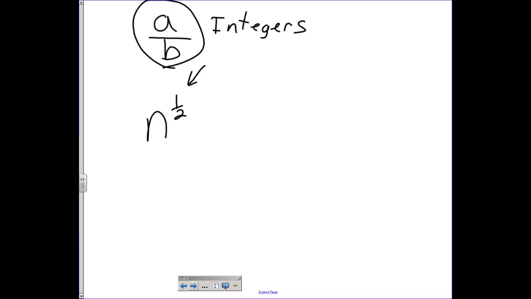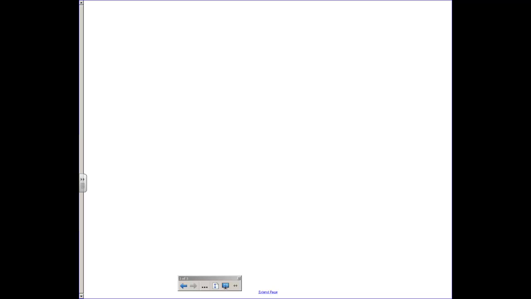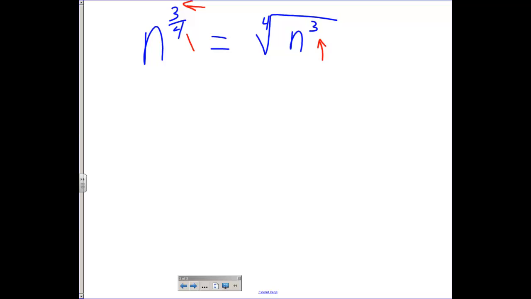Now, what does a fractional exponent mean? I'm going to start off with something real easy, and then I'll explain why. So let's do n to the 3/4 power. Here's what that really means. It means take the fourth root of n to the third power. You'll see that the numerator is really the exponent, or the power of the base number, and the denominator of our fraction is really the root that we're taking. Now, a lot of people have trouble accepting why that works. So we'll show why that works here in just a moment.